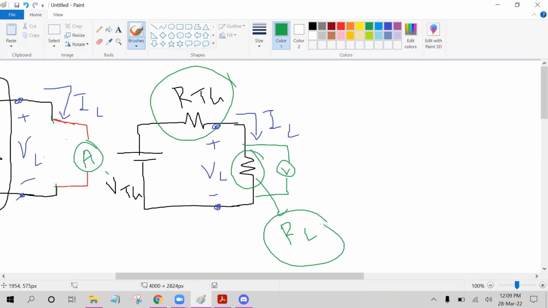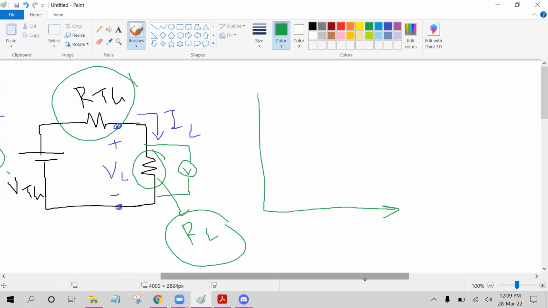In order to achieve that, there is a relationship of R Thevenin and RL. So have you covered it in your theory class? Do you know the relationship or the condition where maximum power will be transferred to load? Okay. If it is not covered, then let's do an interesting thing. I am not just going to tell you the condition. We are going to take some data and then create a graph.